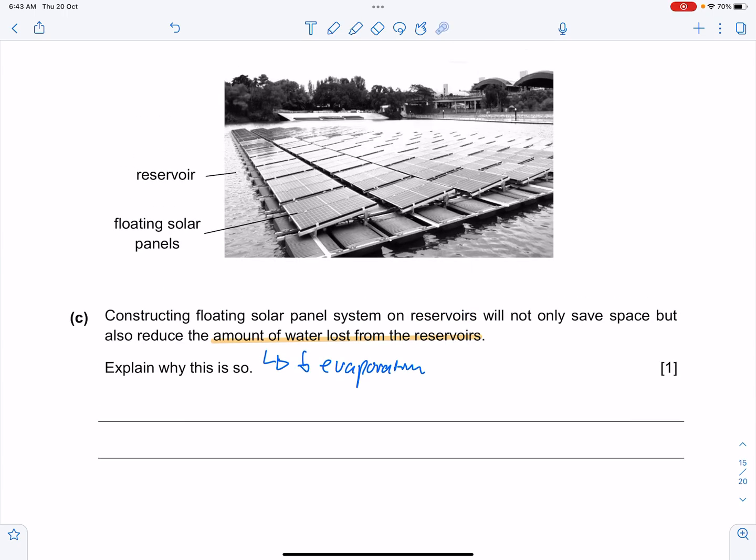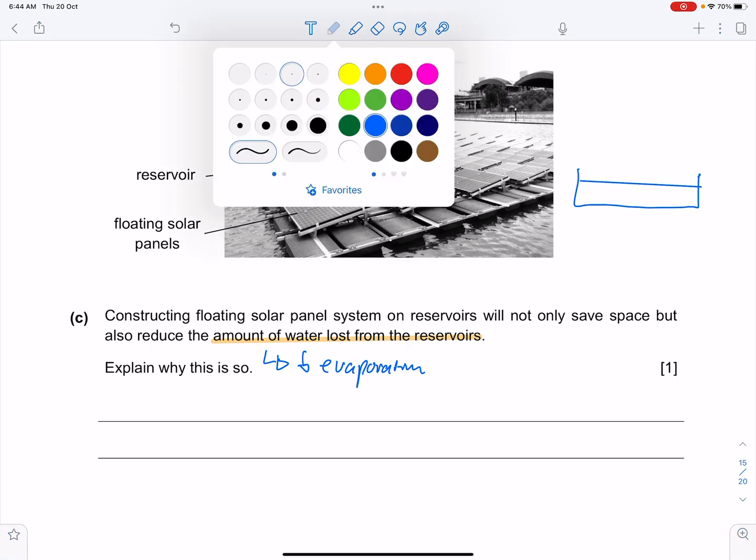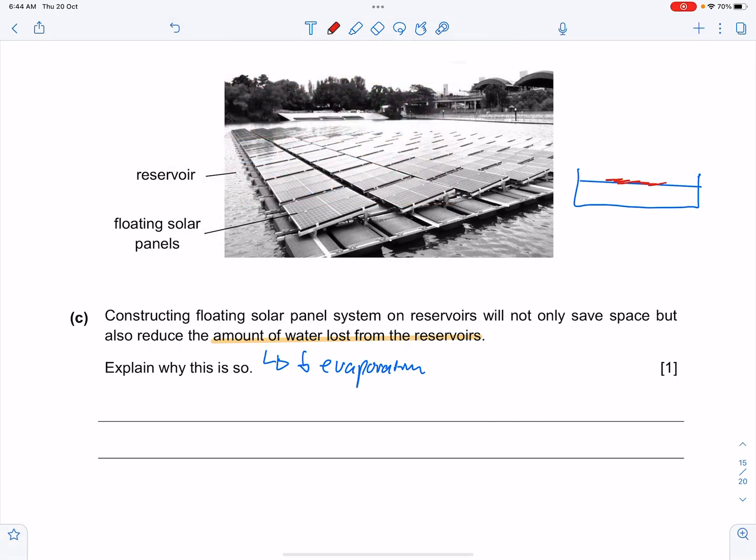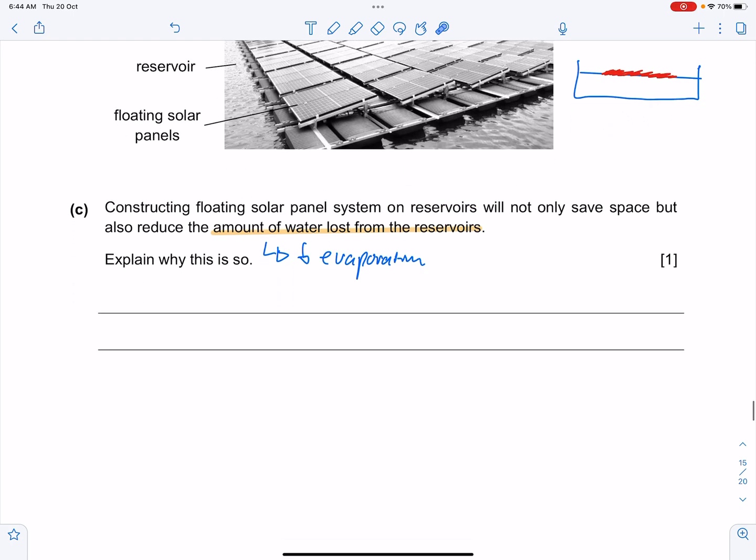And when you look at the picture over here, you will see that these solar panels are blocking off the surface of the water from being exposed to the surrounding. So this actually reduces the amount of exposed surface area. If I were to draw it out in side view, this is the reservoir. When you have your solar panels on top, can you see that this whole part here, the exposed surface area to the surrounding or to the heat, is being reduced? So you actually reduce evaporation by reducing exposed surface area.